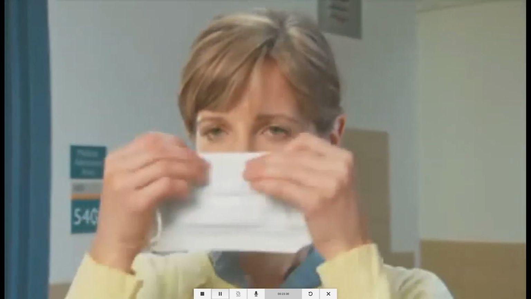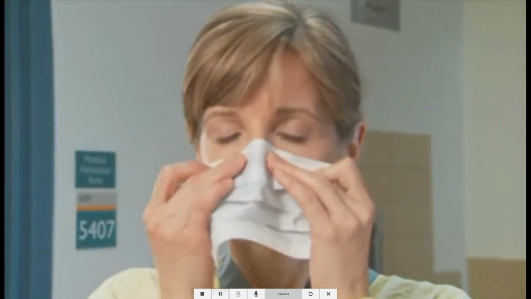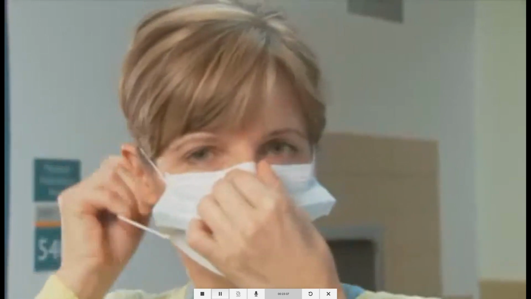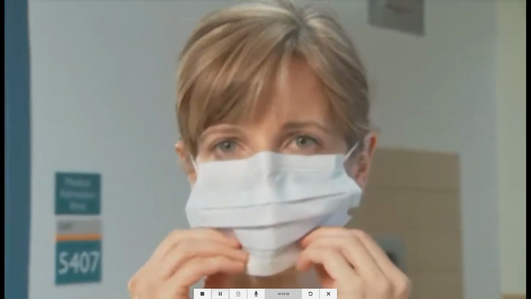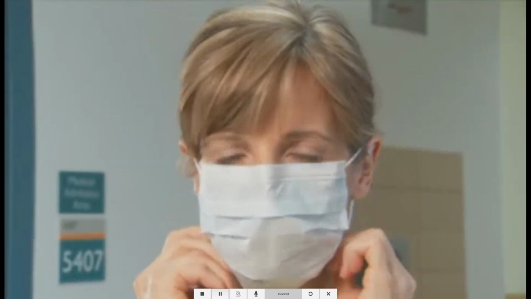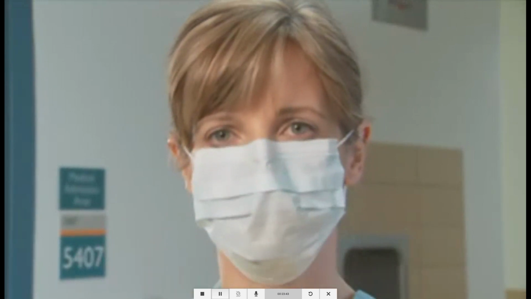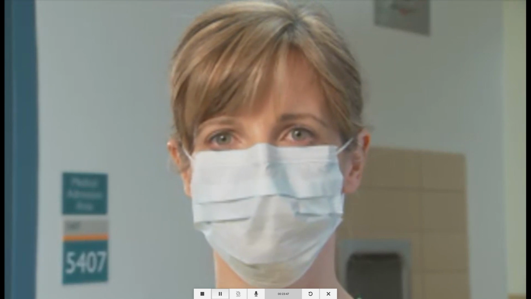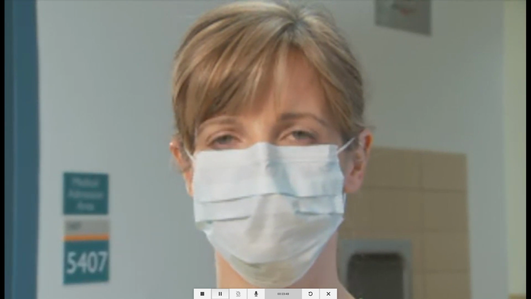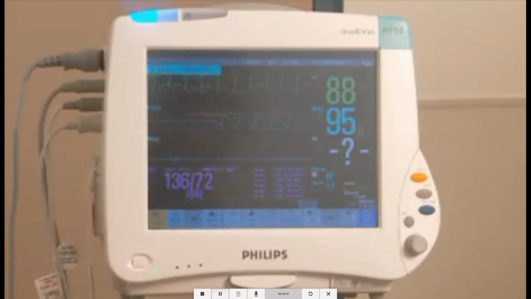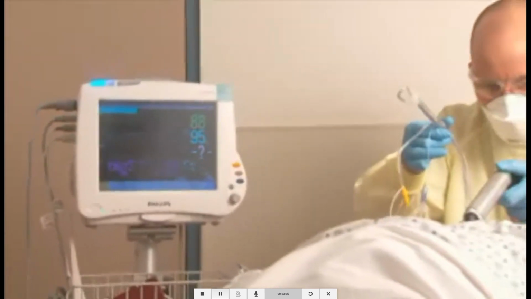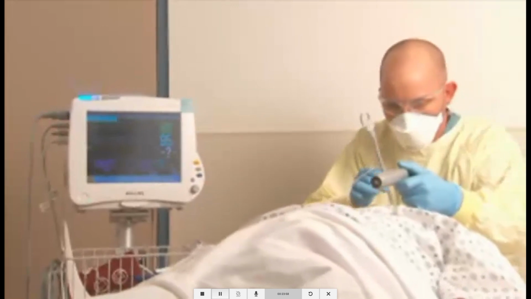To fit your mask correctly, first form the soft metal strip around the bridge of your nose. Second, place the ear loops or tie the surgical ties to your head to ensure a snug fit from the mask. Finally, pull the bottom of the mask down underneath your chin. This ensures that the mask is covering as much of your face as possible and is protecting your nose and mouth from droplet contamination.